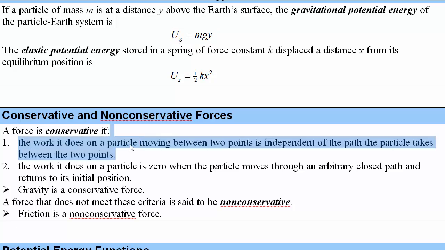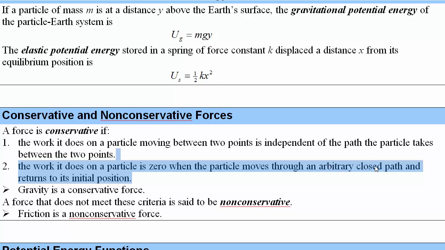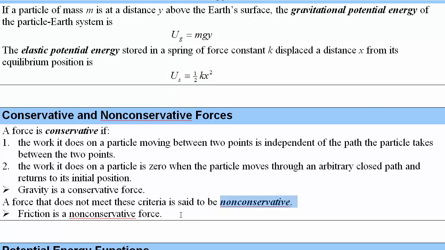A force is conservative if the work it does on a particle moving between two points is independent of the path the particle takes between the two points. The work it does on a particle is also zero if the particle moves in a closed path; that's required. Some examples: gravity is conservative, so is a spring force. A force that's not conservative is called a non-conservative force, such as friction.